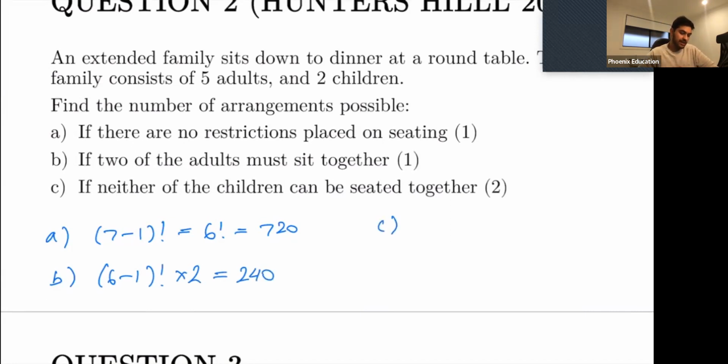Part C, if neither of the children can be seated together. Okay, so if neither of the children can be seated together, what we'll do is we'll do all the unrestricted arrangements minus the 2 children being seated together. So that will just be 720. That's the number of unrestricted arrangements. That was in part A. Minus if the kids are together. So if the kids are together, we'll again have 6 elements. So we'll have 6 minus 1 factorial for the arrangements in a circle, and the kids can switch amongst themselves. So this gives us 480.